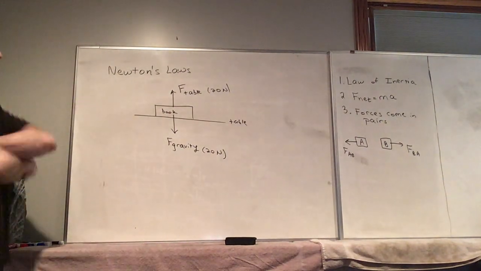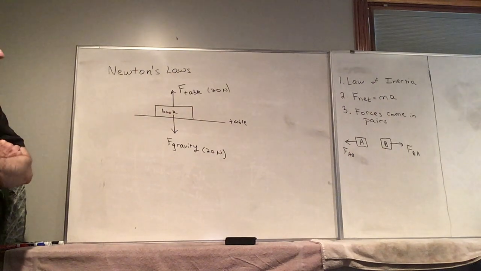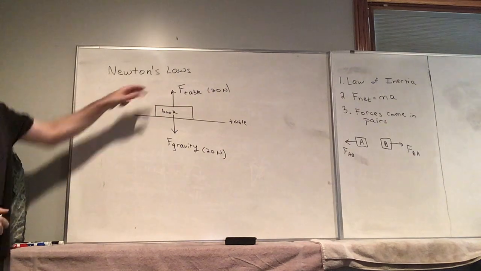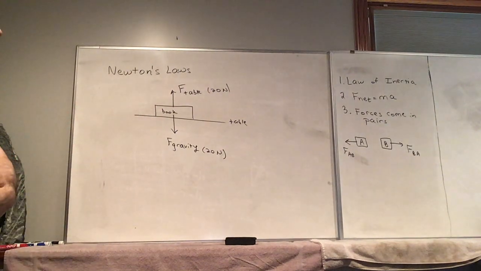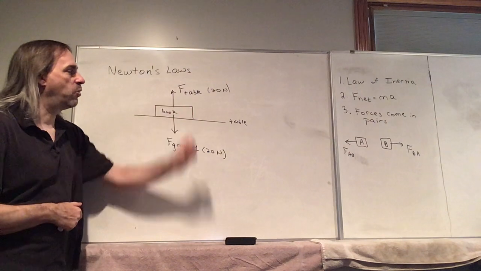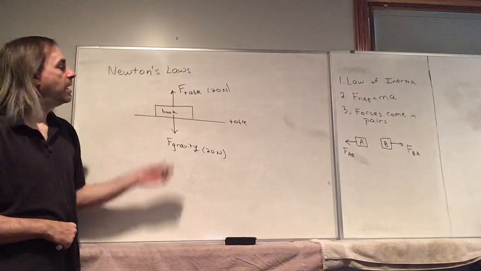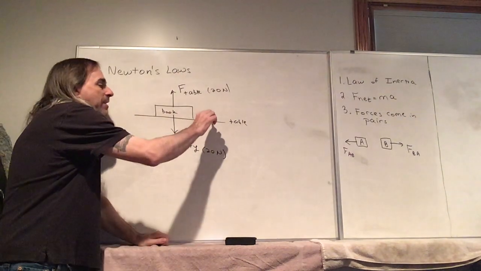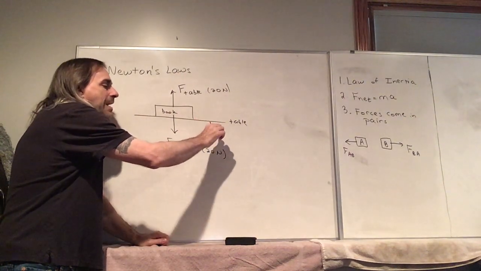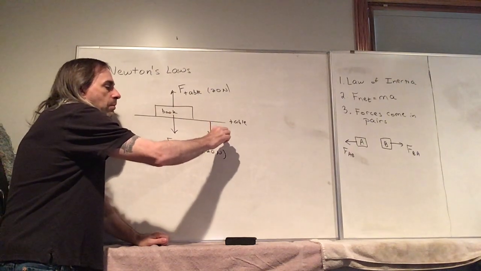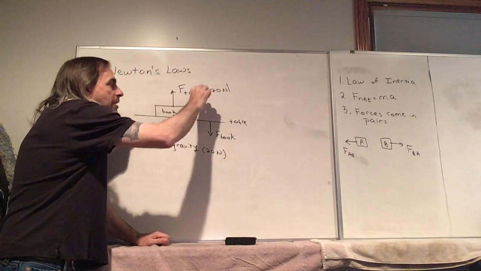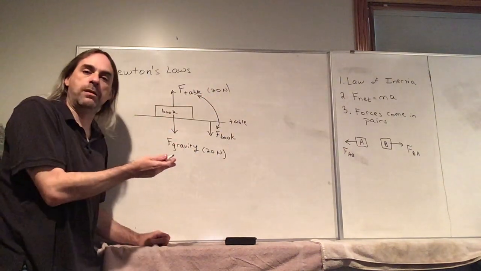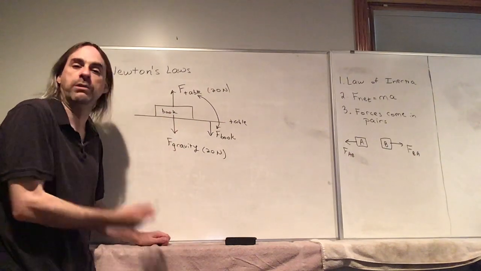But how does Newton's third law apply here? Let's look at this table force. Let's start with that. What force is paired with this table force? This is the table pushing upwards on the book. So what that means is that the book is pushing down on the table. These two forces are paired with each other. The table pushes up on the book, the book pushes down on the table.